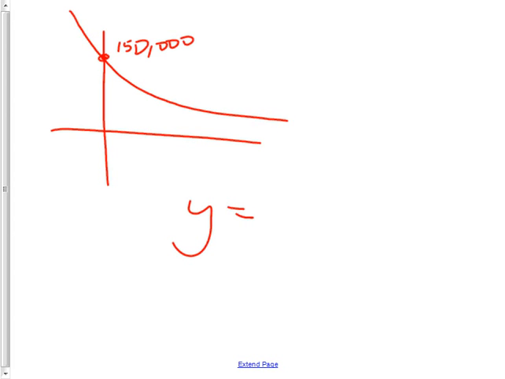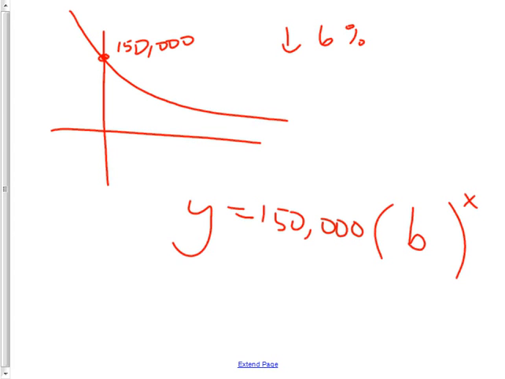Don't overthink this one. You know the starting value. You know the decay rate, 6%. So you should say, for this equation, 150,000 they're starting. And then you always have this b to the power of x. But I told you it was going down 6%. So you replace the b with 6%.